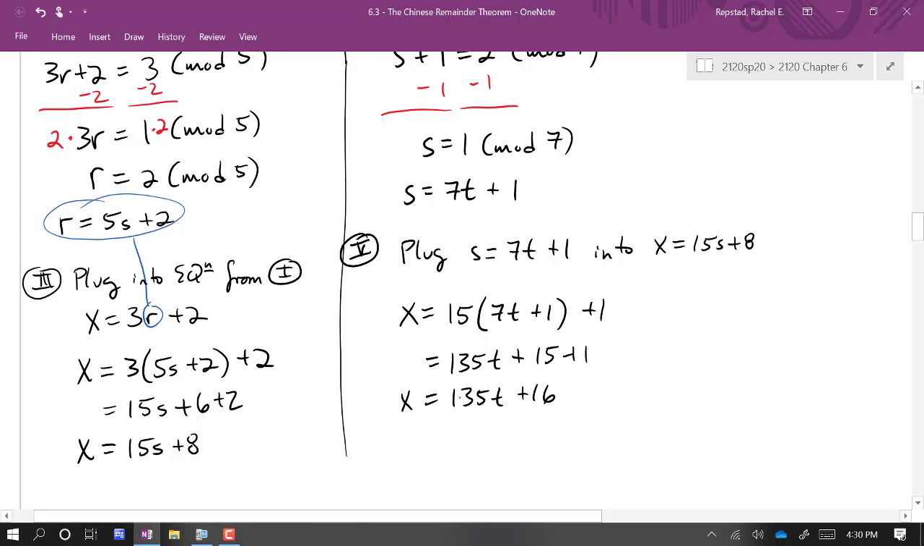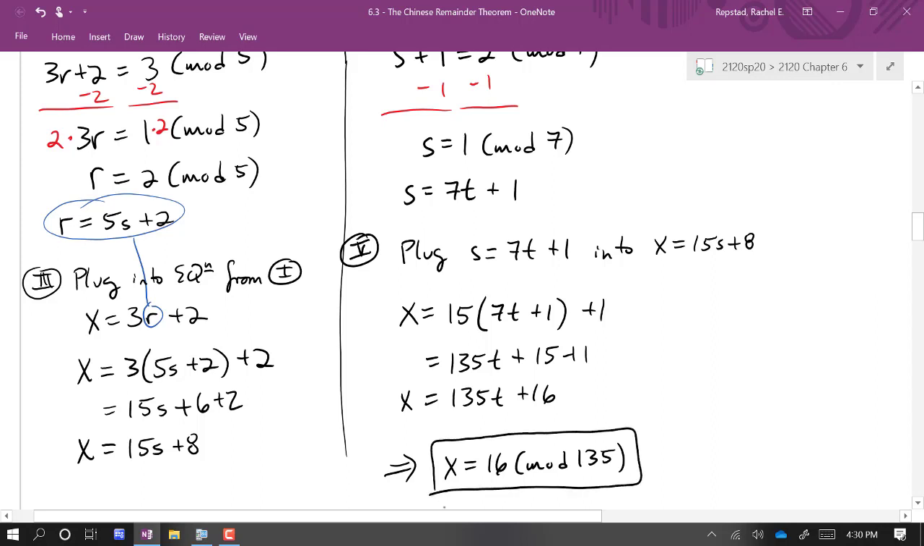And if x is 135t plus 16, that means it's 16 more than a multiple of 135. And so our final result is that x is 16 mod 135. So that is the result that is unique mod 135. There are many integers that will satisfy the three congruence equations, but they are all of this form. Every integer that satisfies those three equations will be 16 more than a multiple of 135.